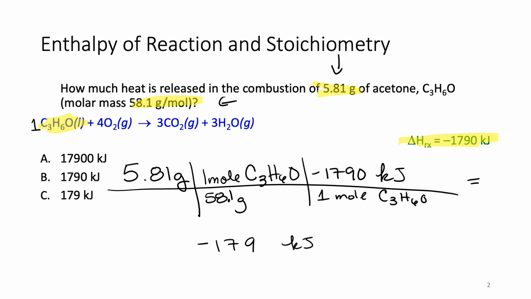And you're like, cool, but all of my answers are positive. What are you doing here? Why are my answers different? It gets into a little bit of vocabulary. When we talk about heat being released, we are making the assumption that that value is already going to be negative. So in this case, my answer is going to be 179 kilojoules. That is how we approach thermochemistry problems as we add the stoichiometry.